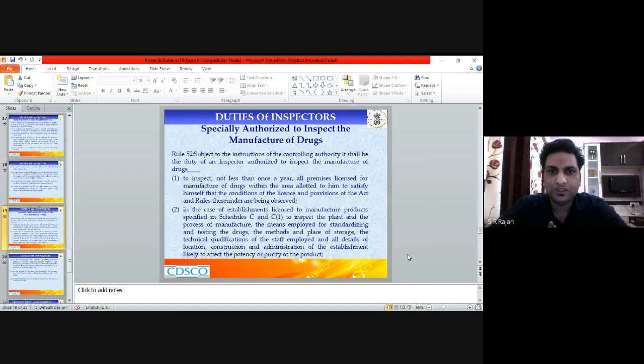And these are the duties regarding the manufacturing of the drugs, at the manufacturing premises. At the manufacturing premises, the inspector has to inspect, not less than once a year, all the premises licensed for manufacture of drugs within the area allotted to him, meaning under his jurisdiction. He has to inspect all the manufacturing premises not less than once in a year.